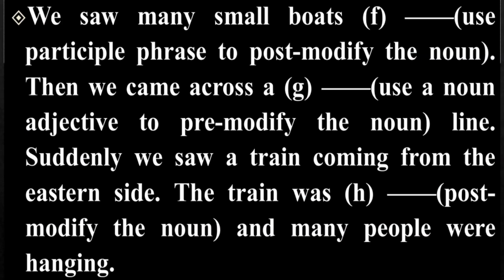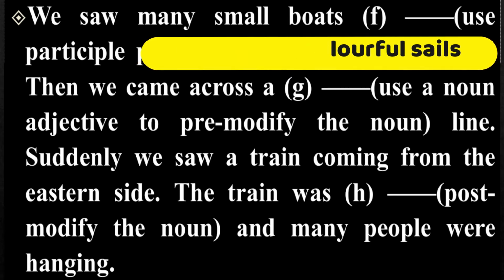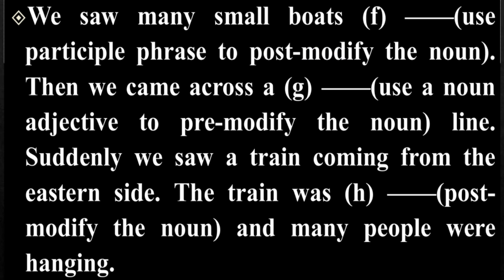Dear students, come to the next part of the passage. We saw many small boats dash. Here we are asked to use a participle phrase to post modify the noun. Can you remember the definition of phrase? Whenever more than one word is together to give a single meaning, in that case it can be called a phrase. So here more than one word will be put. So what will be our answer? We can write here plying with colorful sails. We saw many small boats plying with colorful sails. In such a way we can complete this gap.